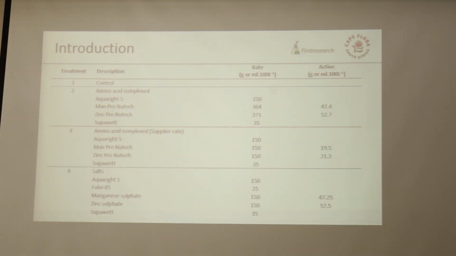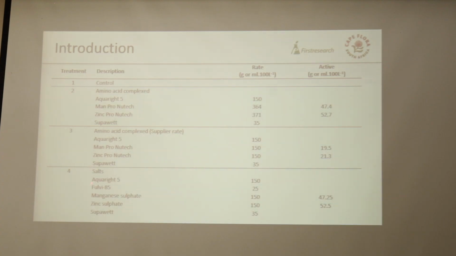Okay, so this is the treatments, it's also going to be in the paper if you just want to go check. So the first treatment was a control. There's the control there. Then the second treatment, it's a bit odd, but the second treatment was amino acid complex. Third one as well, but this was at the supplier rate. So the supplier said, and sorry for the South African metric units, it's 150 milliliters per 100 liters of water. So that was the application rate. That's what the supplier says we should do.